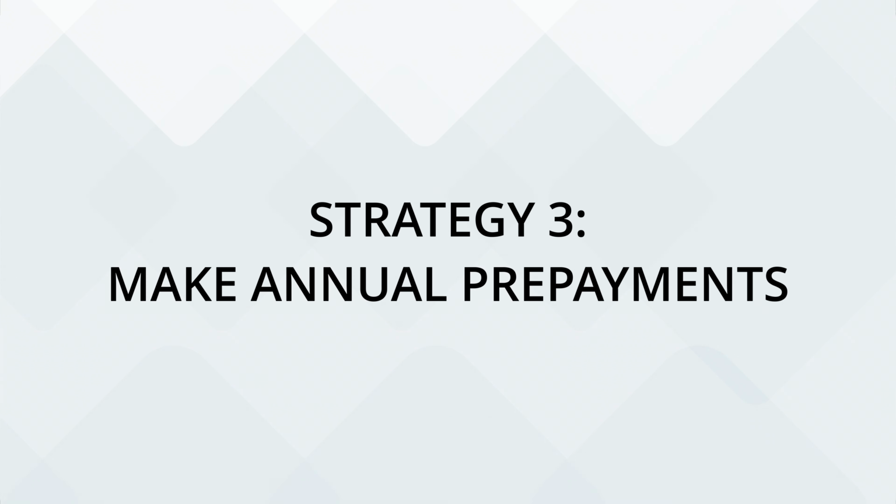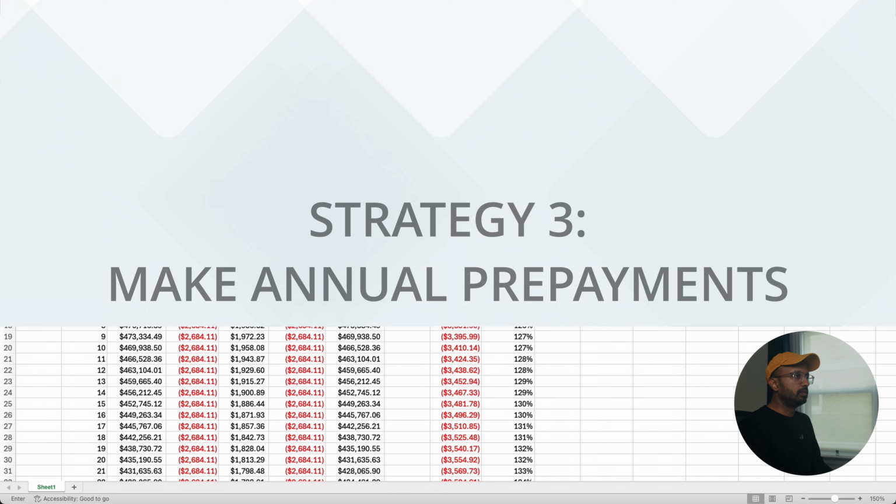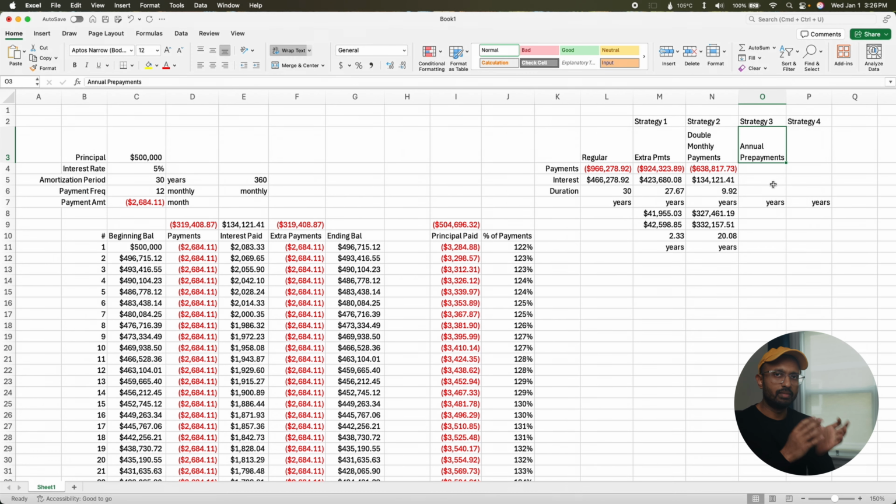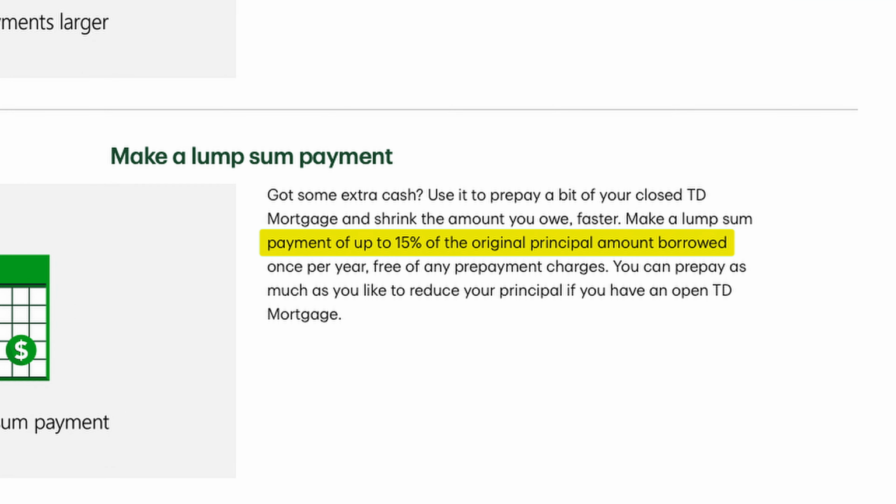The third strategy is to make annual prepayments. This strategy works on the basis that some lenders let you make prepayments of lump sum cash against your mortgage up to a certain dollar value every single year. For example, my lender let me make prepayments of up to 15% of the initial principal balance every year.